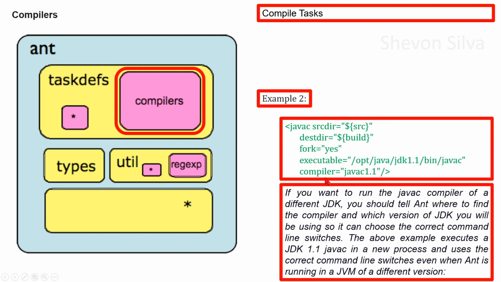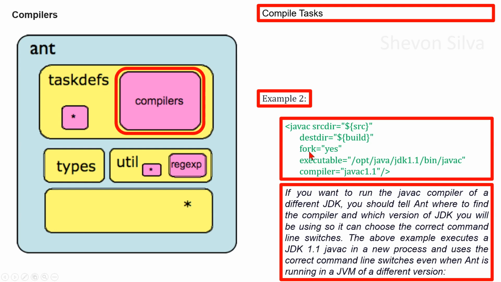As an example too, we can consider this. If you want to run a javac compiler of a different JDK, you should tell Ant where to find the compiler and which version of JDK you will be using, so it can choose the correct command line switches. In the above example, it executes JDK 1.1 javac in a new process and uses the correct command line switches even when Ant is running in a JVM of a different version.